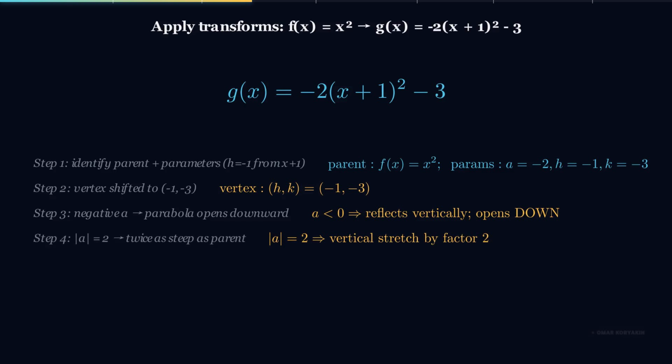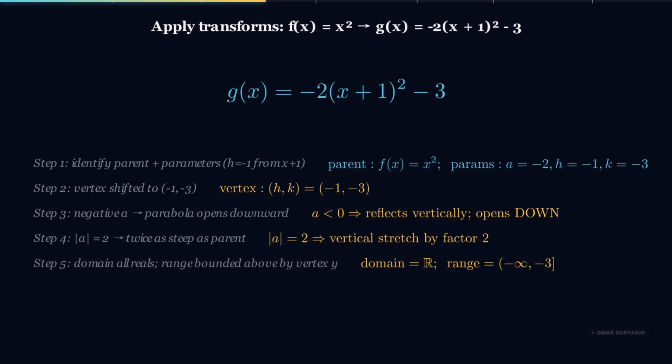Step 4. Determine the direction of opening and the steepness. The negative coefficient on the quantity squared chunk reflects the parabola across the x-axis, so the new parabola opens downward instead of upward. The factor of 2 on the front stretches the parabola vertically, making it twice as steep as the standard parabola.